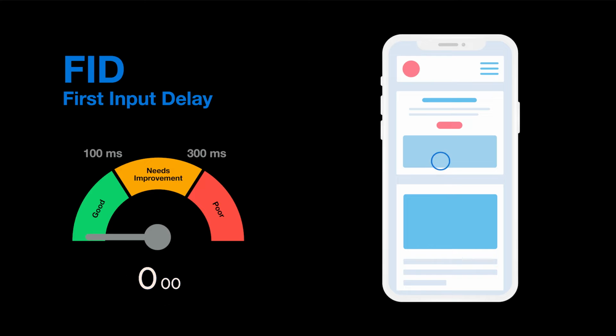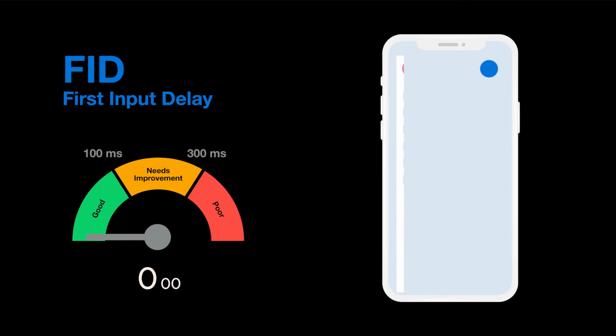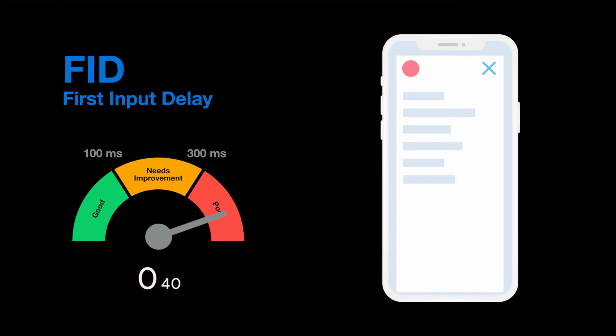First input delay is the amount of time it takes for a web page to become fully functional for users. More specifically, it's the time between a user's first interaction with a page element and when the browser processes that interaction. Cumulative layout shift calibrates the visual stability of your site.